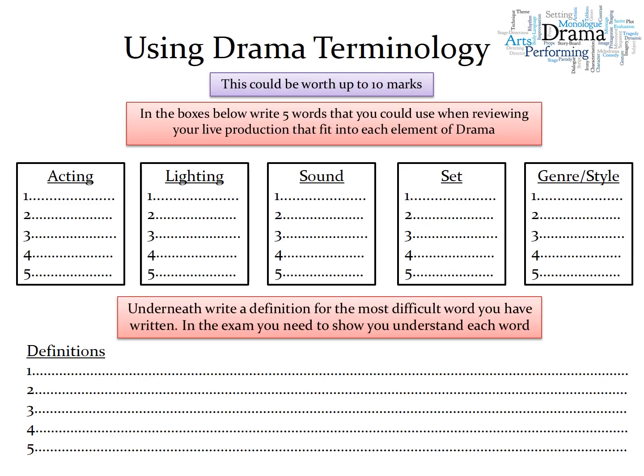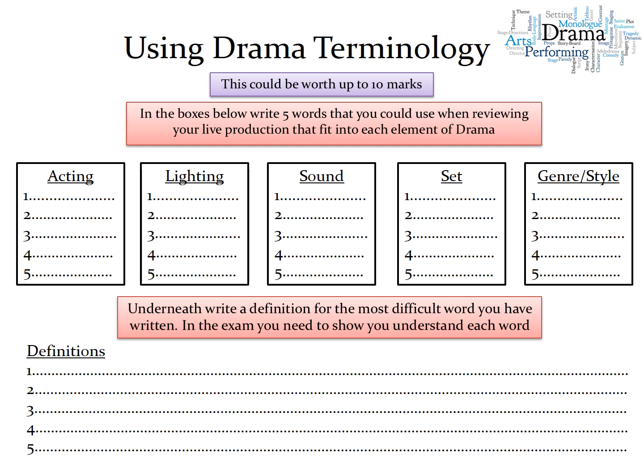It's maybe not fun at all, really, but it's a good little activity to take 3 minutes to do: just write down 5 words that you could use when reviewing your live production that fit into each of these elements, just to jog your memory on keywords. And make sure that you have revised your keywords before you do the actual paper as well.